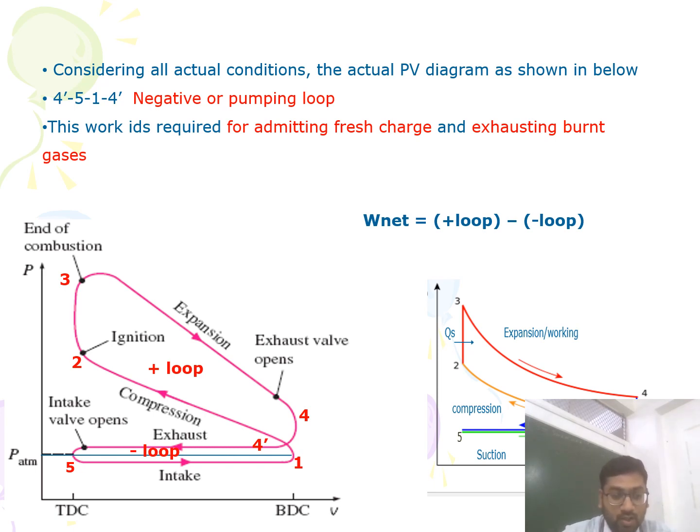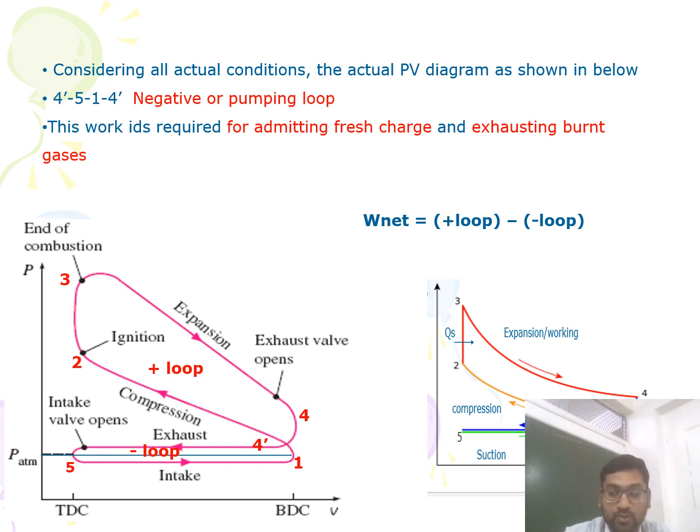If we talk about this negative loop, it is sometimes said to be a pumping loop, and this is how it is created. As I told you, the charge from the carburetor will go inside only if the cylinder pressure is below the atmospheric pressure line. As you can see in this figure, the atmospheric pressure line is the blue one, and 5 to 1 is the suction, which is below the atmospheric pressure, and 4' to 5 is the exhaust process.